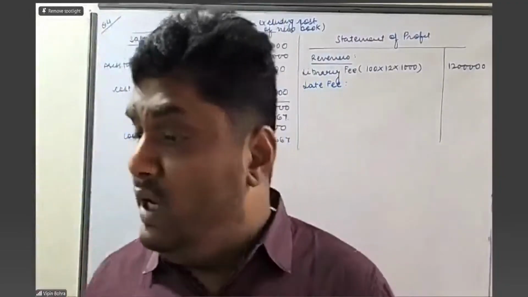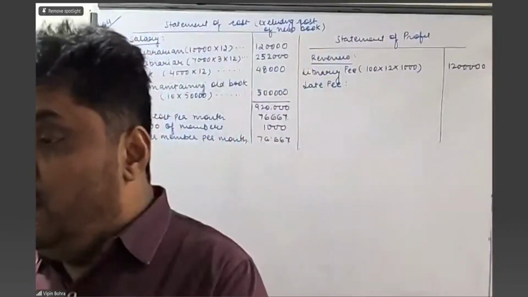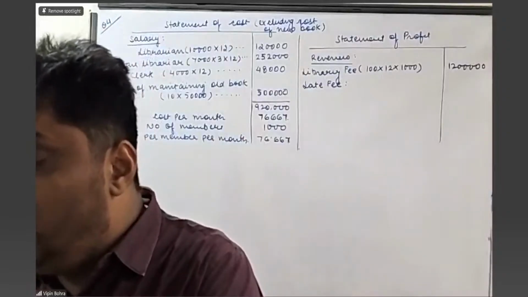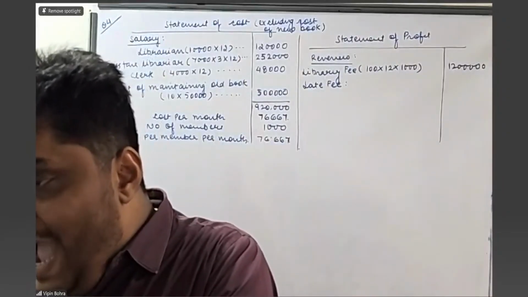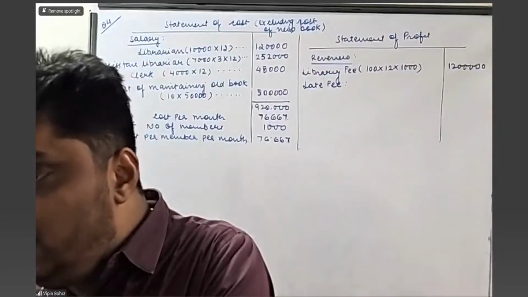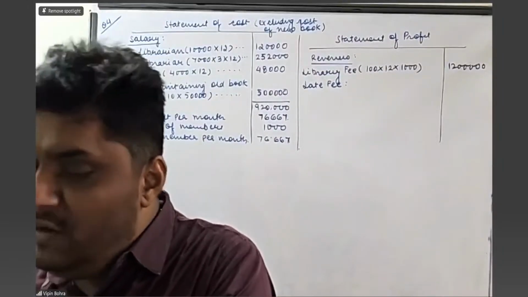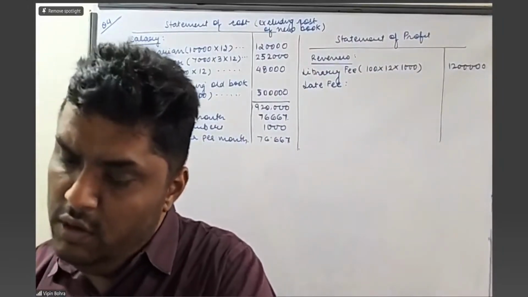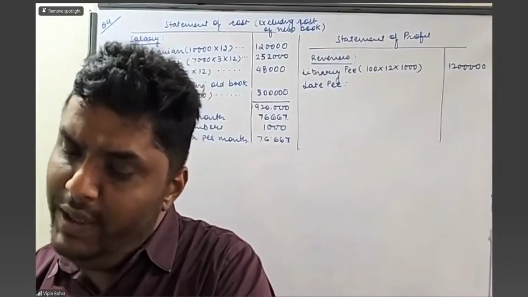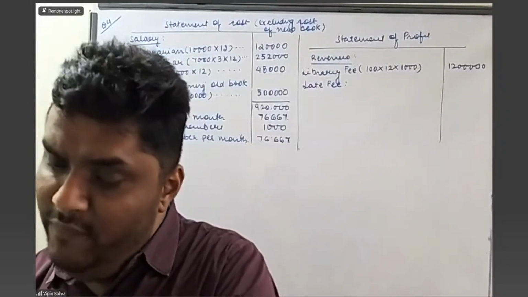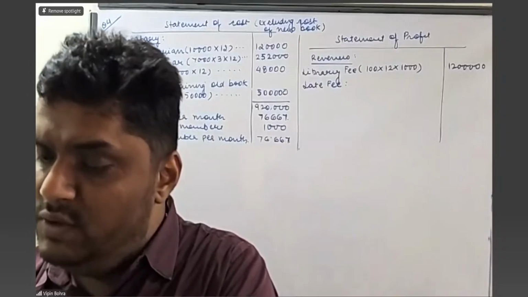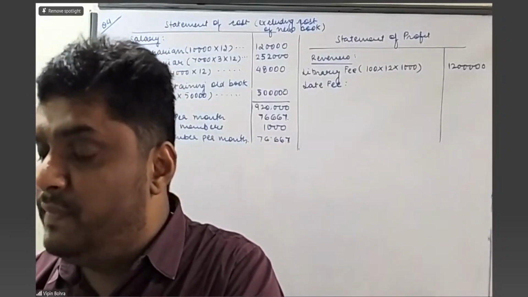Now when talking about late fees, it is given that the fine for late return of book is 1 rupee per book per day. The average number of books returned late per month, total 500 books. So 500 into 12. So in a year, total 6,000 books were returned late. And 5 days fine into 1, it comes to 30,000.